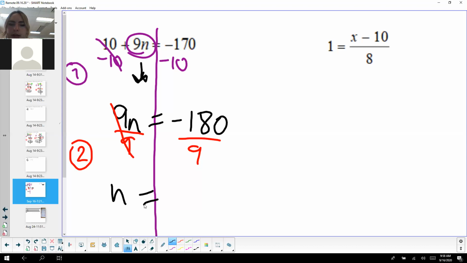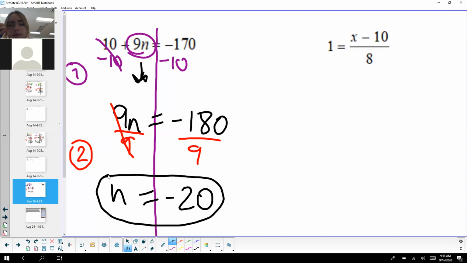Again, practice putting these in your calculator. Negative 180 divided by 9. And that's going to give us negative 20. If you ever get an answer different than me, make sure you let me know, because sometimes I can help you enter something in the calculator if you're doing something not correct, or maybe I make mistakes too. So maybe I'm entering something in wrong.